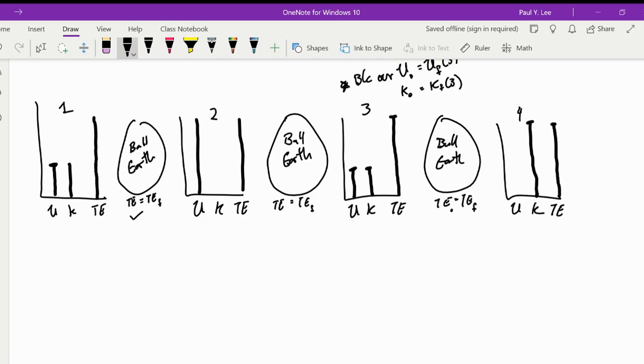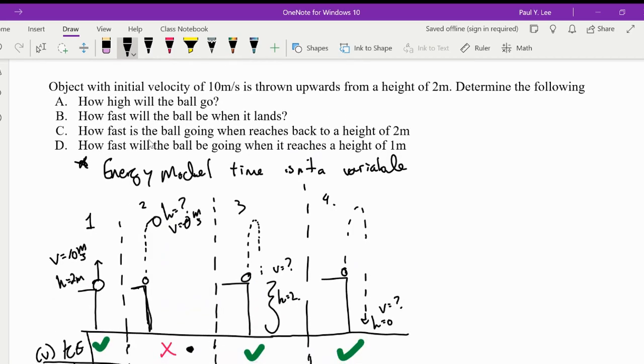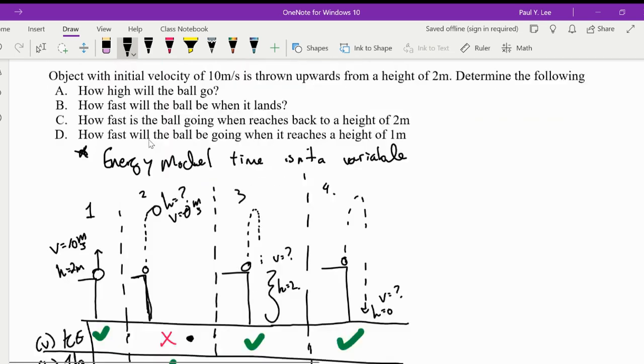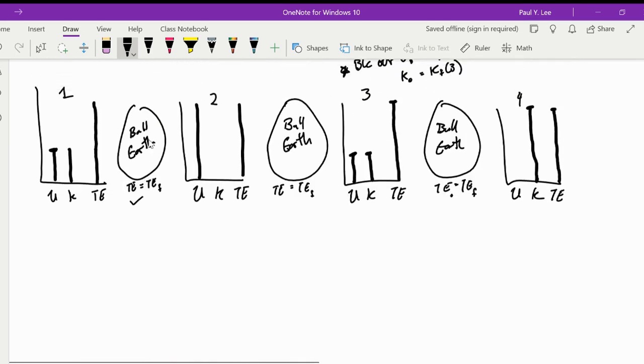So just so I don't have to record this video again, we didn't do part D, but we'll do part D later. All right. So this is the energy bar chart model without part D.